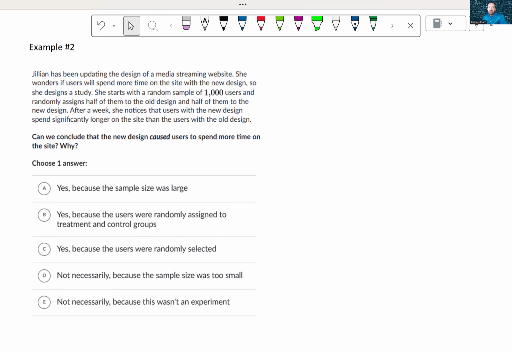So first of all, let's identify, is this an experiment or is this an observational study? This is an experiment. She is placing these people into groups. This is an experiment. Okay. So looking at this now, answer choice A says yes, because the sample size was large. Well, we don't use sample size to determine whether or not we can make a causal conclusion. So A is not correct.